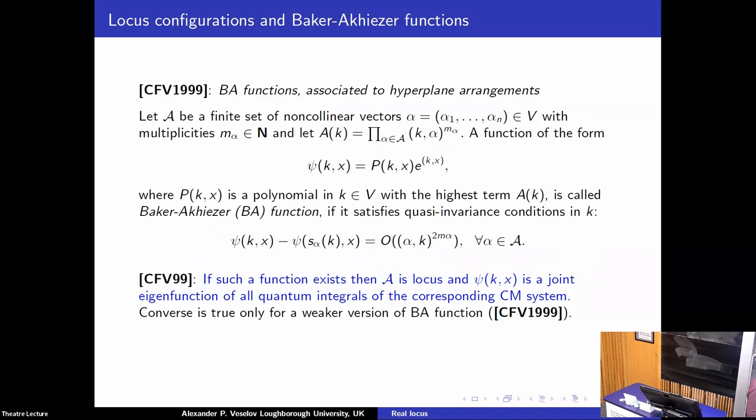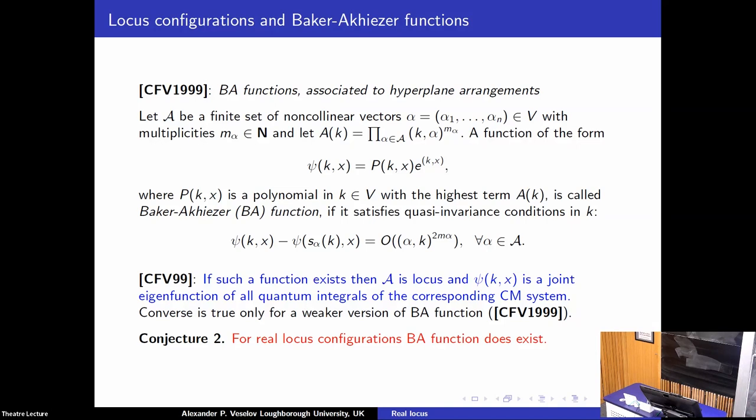And this is what we called the first axiomatic. Again, conjecturally, we believe that it's always true, but in fact, it turned out that the converse holds. The Baker-Heiser function may exist for a weaker version. For the locus configuration, you have to relax and change the axiomatics, which I'm not going to talk about, because the conjecture is that for real locus configuration, the Baker-Heiser function, this one, which is the stronger version, does exist, right?